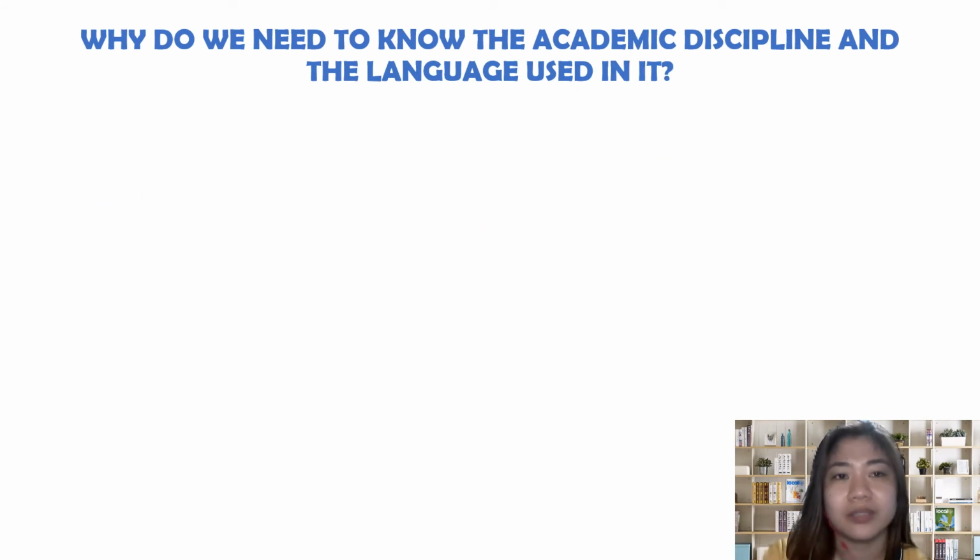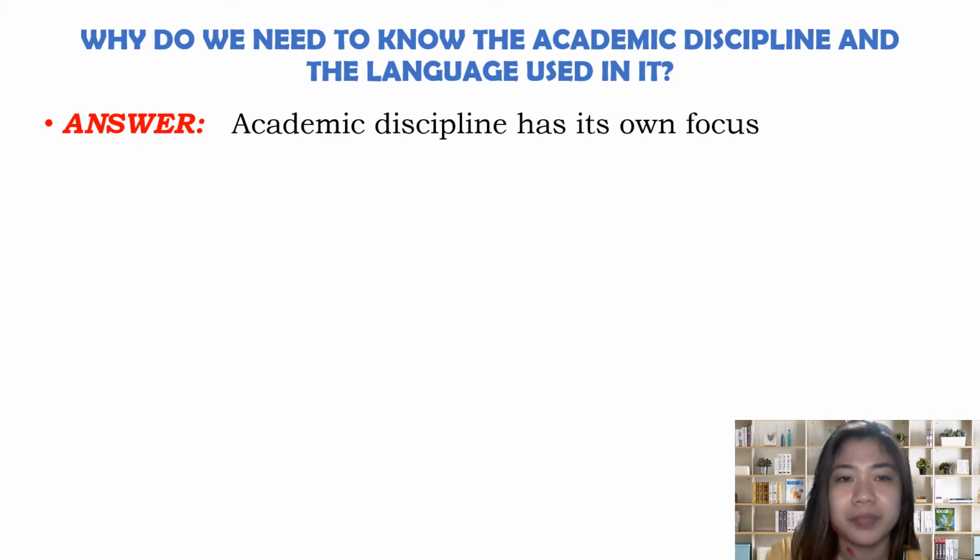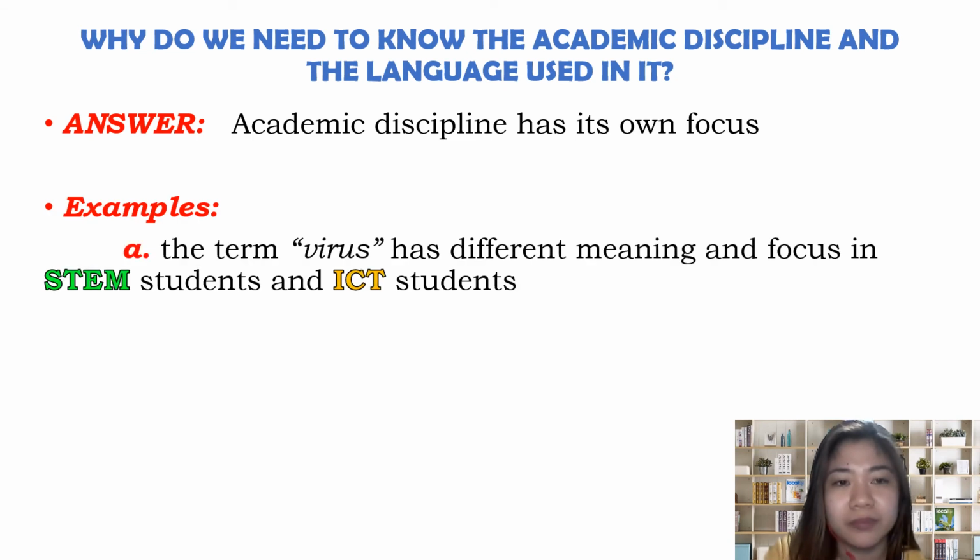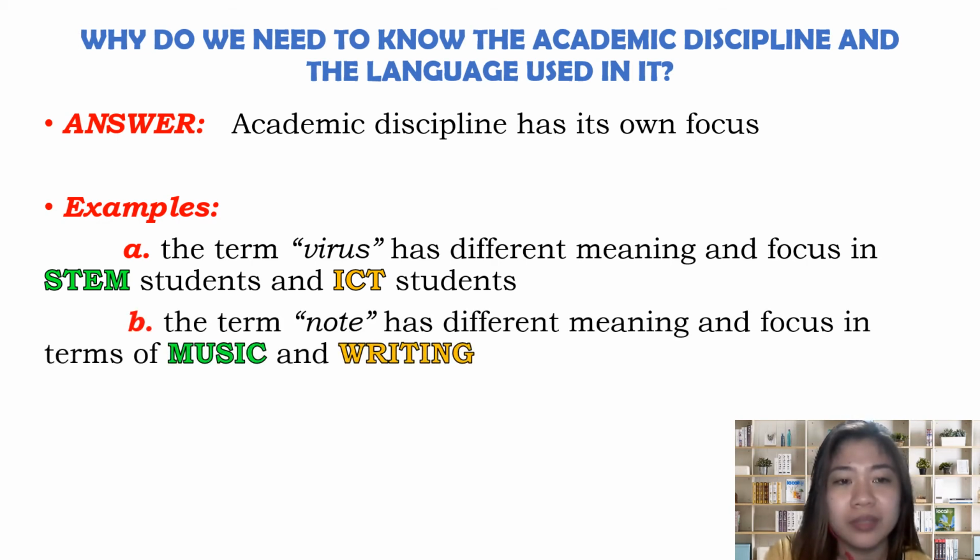Okay, question. Why do we need to know the academic discipline and the language used in it? So the answer is simple because academic discipline has its own focus. Examples. Letter A. The term virus has different meaning and focus in STEM students and ICT students. Letter B. The term note has different meaning and focus in terms of music and writing.